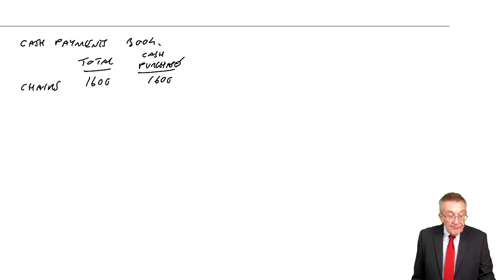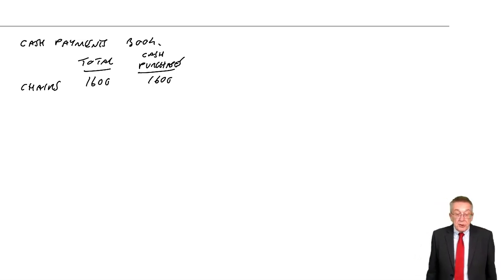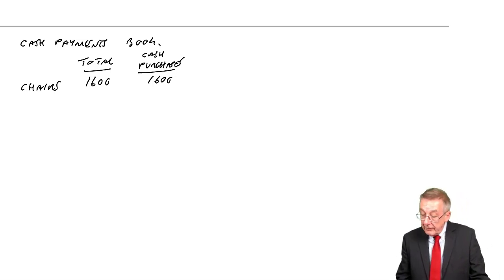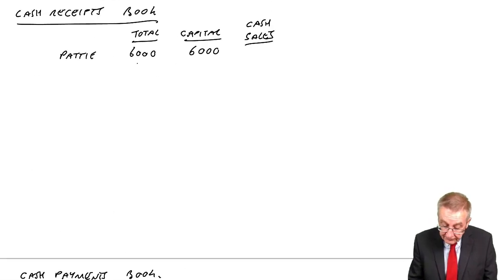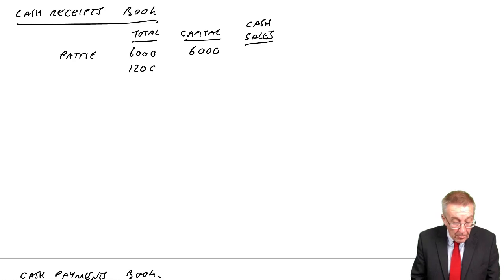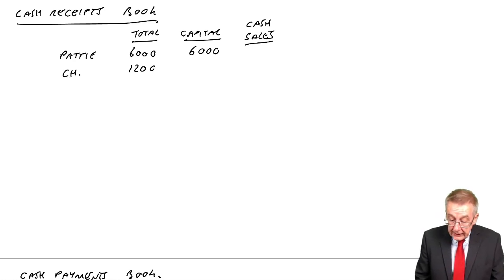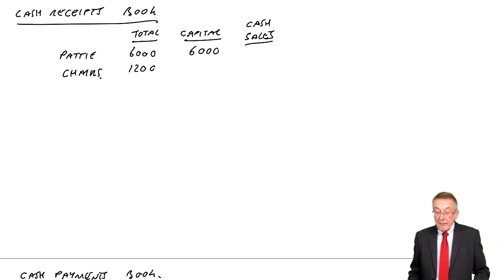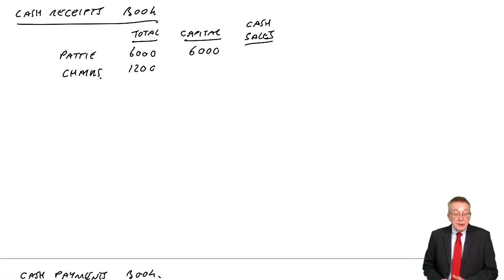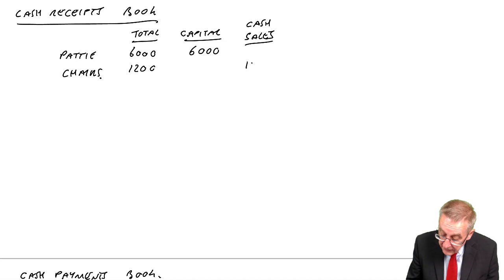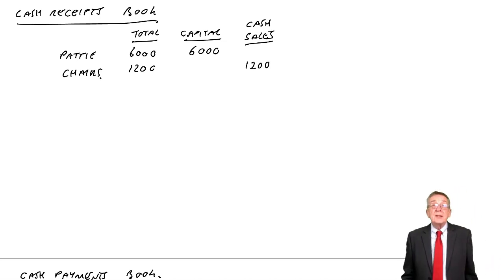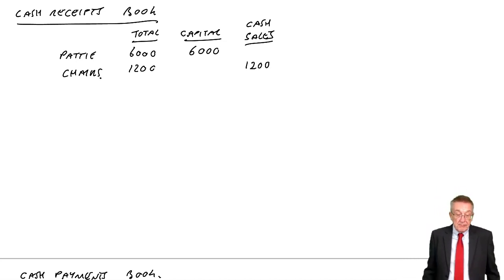Next one. She sold some chairs for $1,200 cash. We've received cash, so the cash receipts book, $1,200. We write what we like, doesn't matter. But while we received the cash, we sold goods, it was cash sales. So I'll put 1,200 in that column so we don't forget what the reason was.